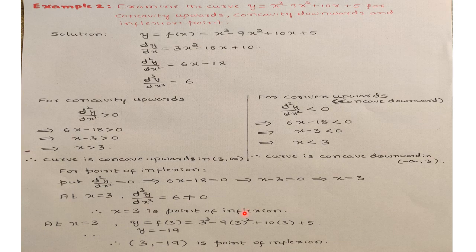If you want to calculate the coordinate point, put x is equal to 3 in the original equation. Putting x is equal to 3, you will get f of 3 is equal to 3 cube minus 9 into 3 square plus 10 into 3 plus 5. Calculating this value, you will get y is equal to minus 19. Therefore, 3 comma minus 19 is a point of inflection for this curve.